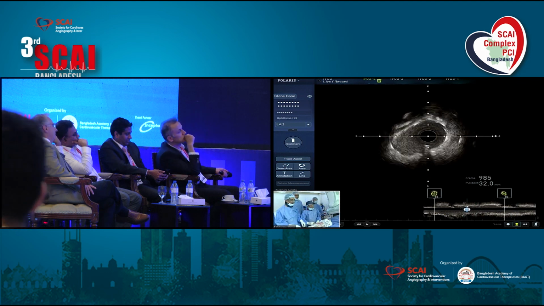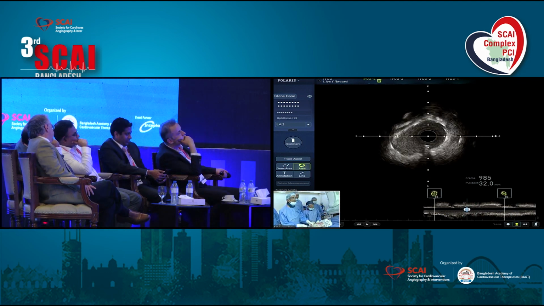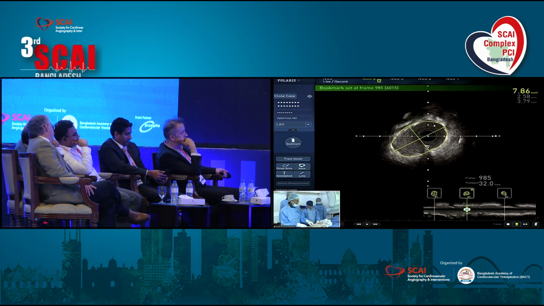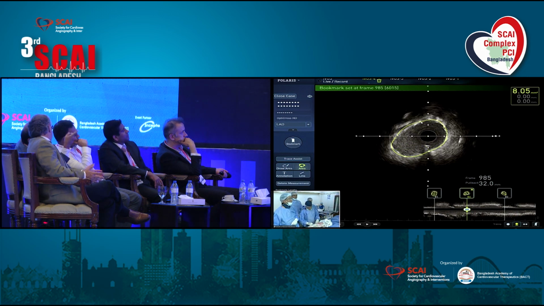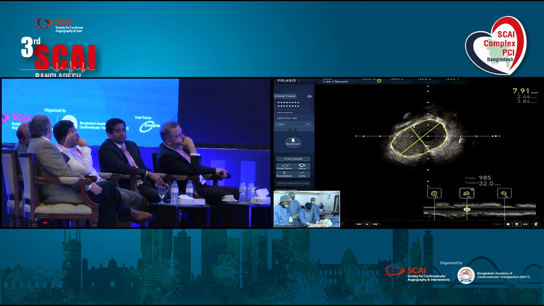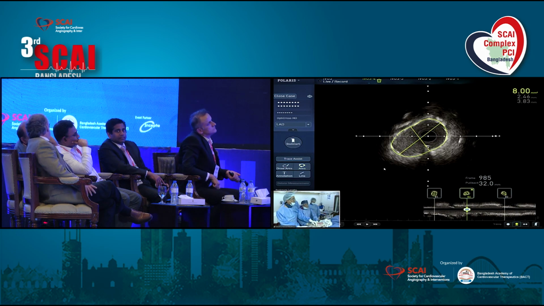And now we want to go to the left circumflex. There's a left PDA. This is a dominant vessel, having disease in the left PDA. There is also a bifurcation. So it is close to 8.